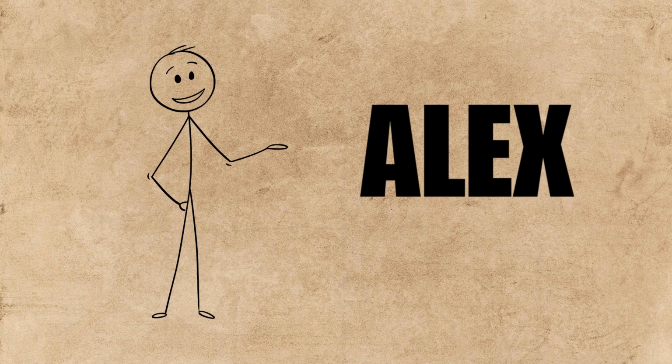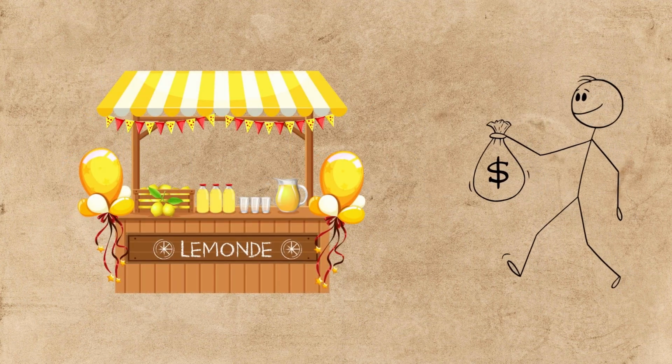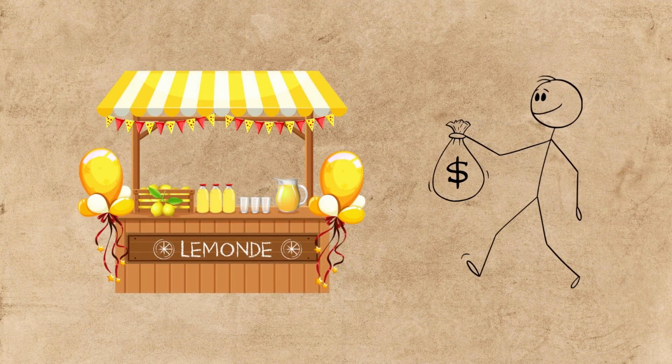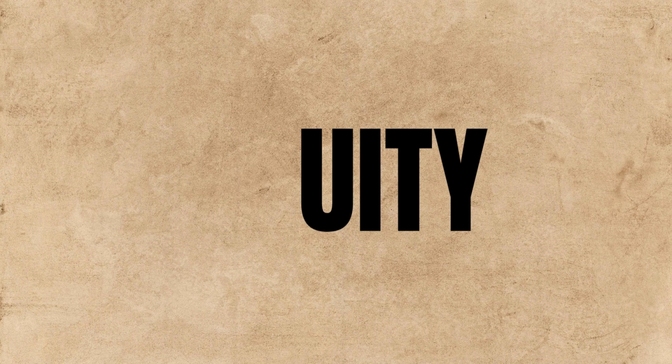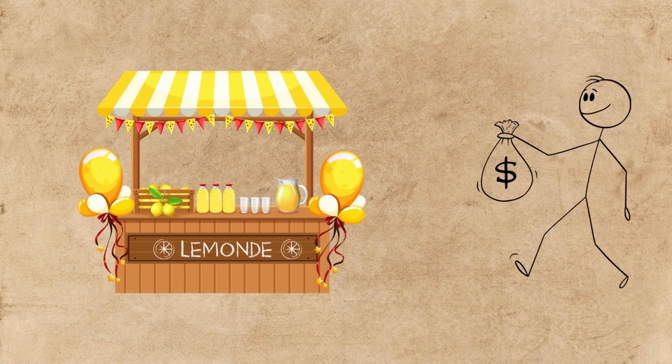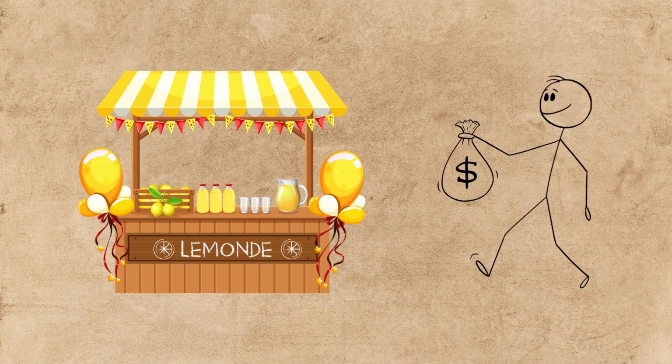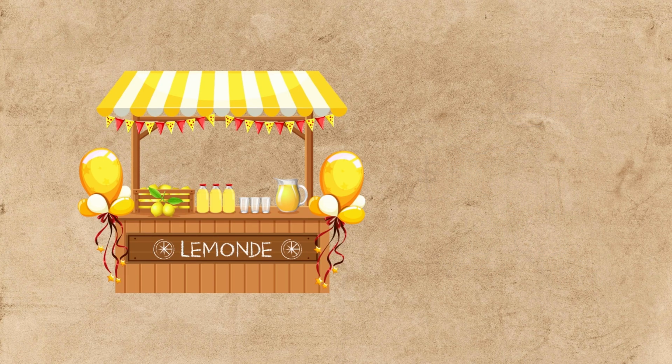Let's break this down with a simple example. Imagine our stick figure, let's call him Alex, is starting a lemonade stand. Alex invests $100 of his own money. That $100 is equity. Since he uses all his own money and does not borrow money, there are no liabilities yet. With that $100, Alex now has cash to use for the business. The cash is now his asset.